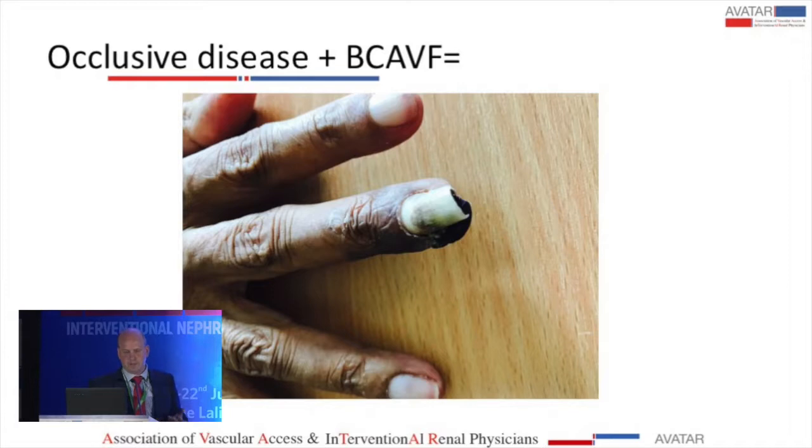This is what happens if you do a brachiocephalic fistula with occlusive disease. And you ignore the pain, the person coming in with something that looks like carpal tunnel syndrome, and then the little sore on the end of their finger, oh, that should be fine, would you come back next week? And that's what it looks like when they come back next week.